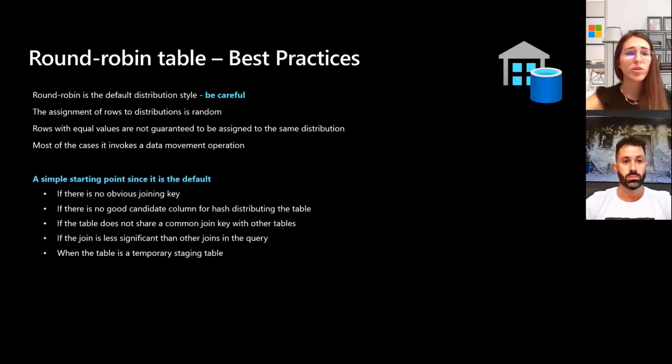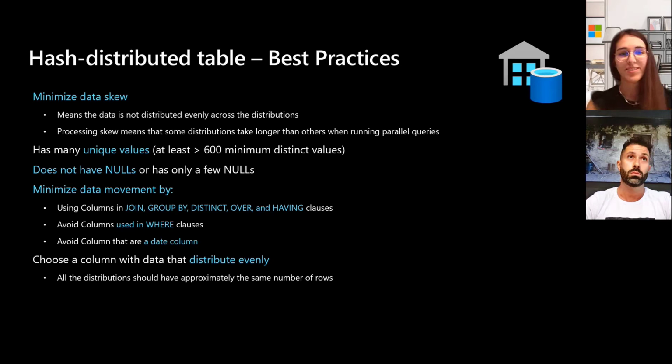So a good starting point would be to use it when you have no obvious joining keys, when you have no candidate column for a hash distribution table, or when the table does not share a common join key with other tables. Or if the join is not as significant and there are other more important joins in the query, or when the table is, for example, a temporary staging table. And that was it for the round robin.